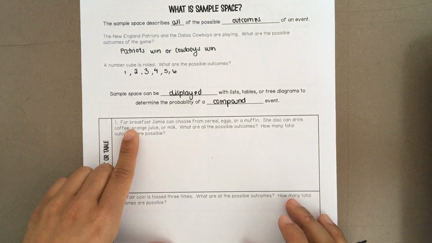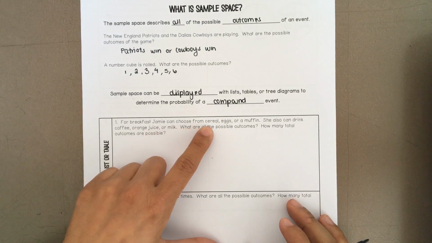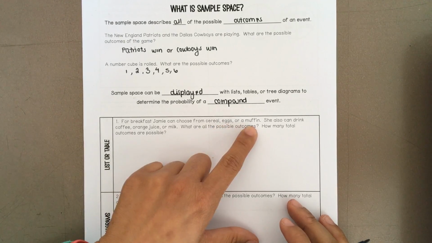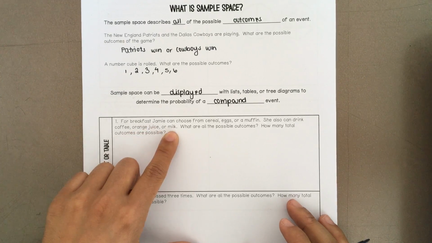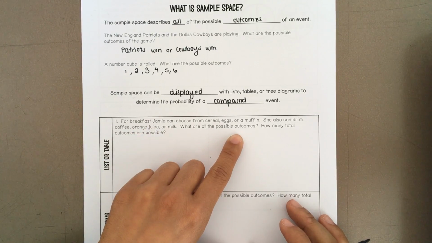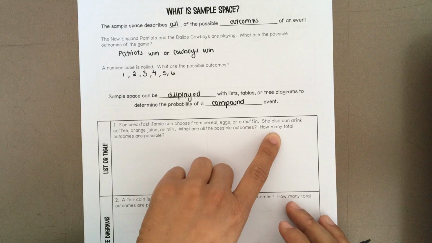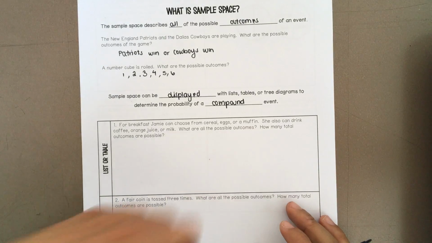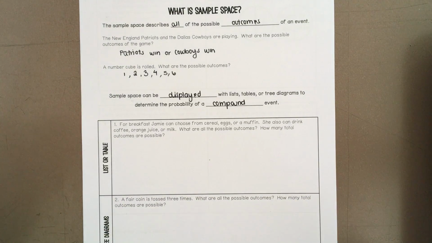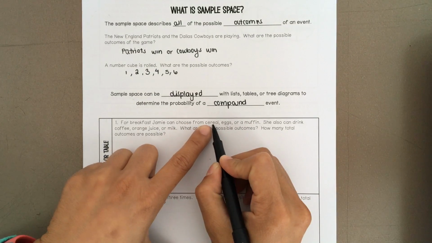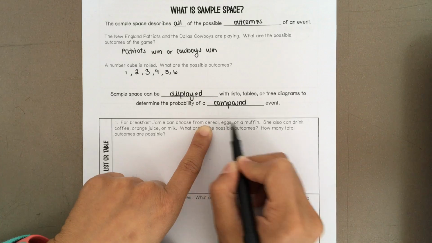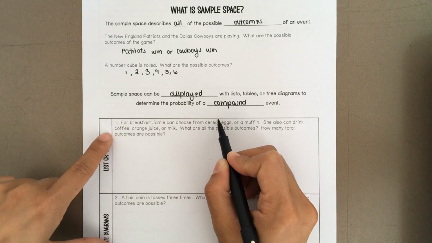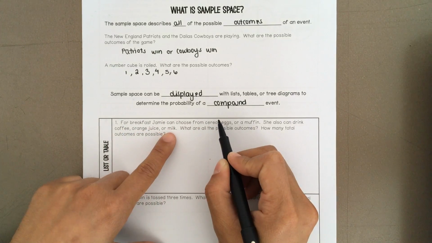For number 1, it says for breakfast, Jamie can choose between cereal, eggs, or a muffin. She can also drink coffee, orange juice, or milk. So what are the possible outcomes that we can get, and how many of those do we have? Let's start off with the first options that we have. She can either do cereal, eggs, or muffin. Now with these 3, she can either get coffee, orange juice, or milk.